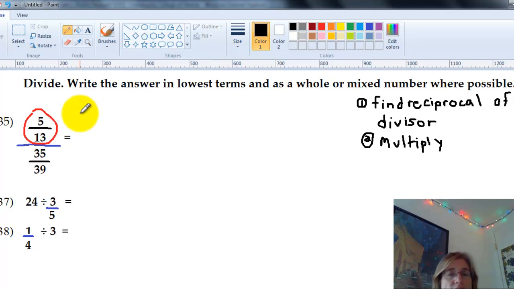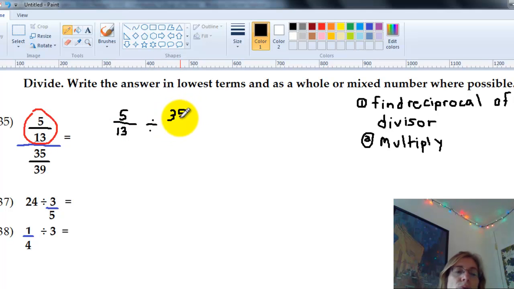So we're going to write it horizontally to make it easier to work with. So I'll take the dividend above this line, and I'm going to divide it by the divisor. I have not flipped the number because I have just rewritten the problem. Now the rules are find the reciprocal of the divisor and multiply.